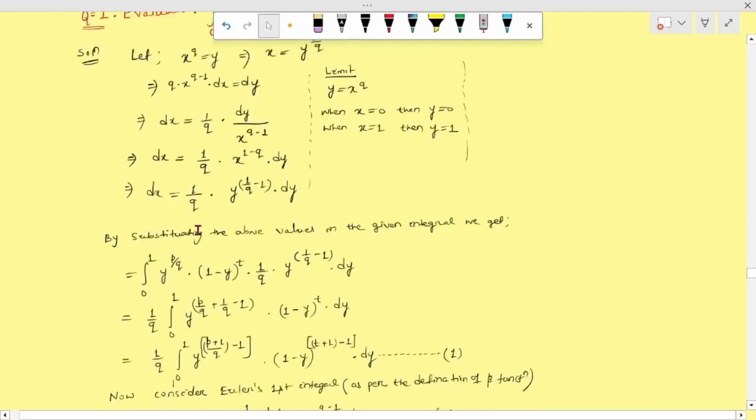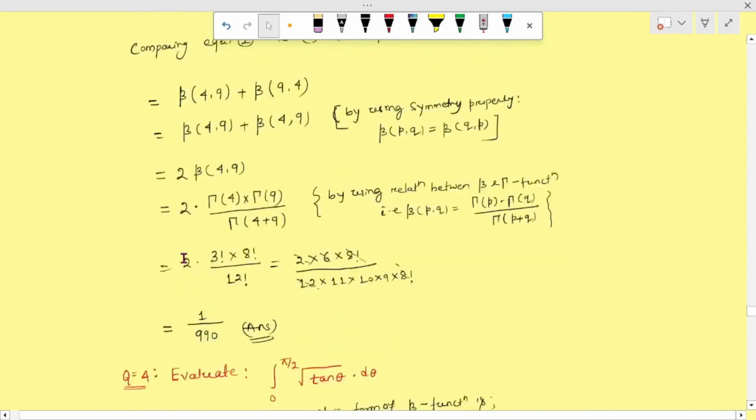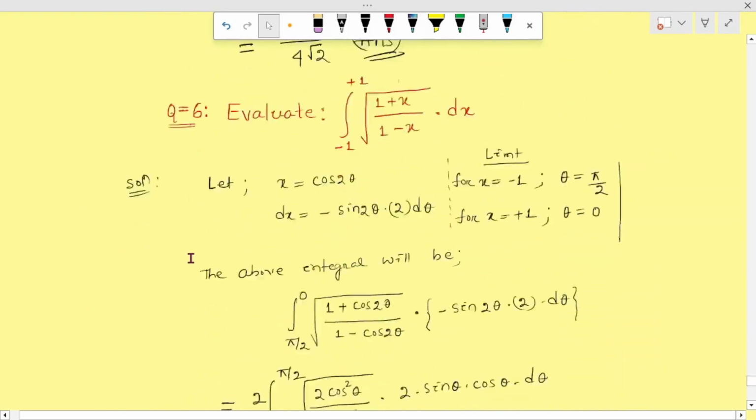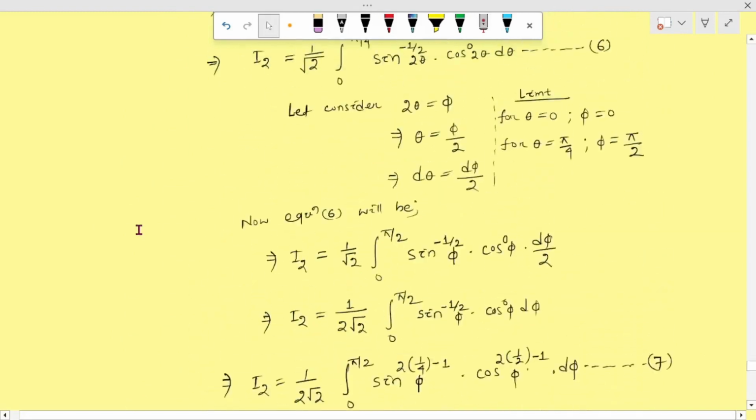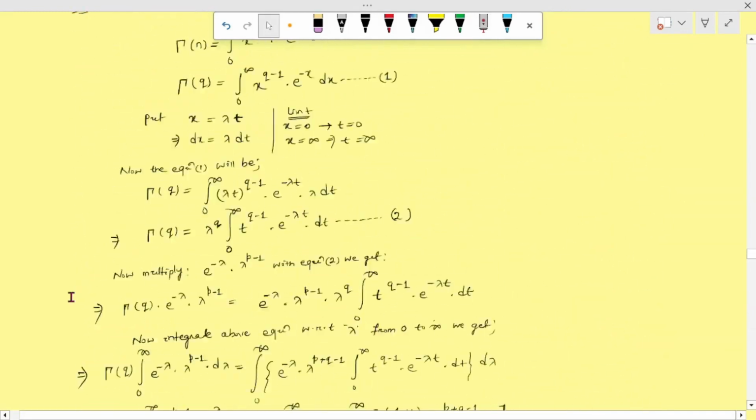We discussed six important questions: one, two, three, four, five, and this one, six. Six important questions we discussed in our last class. These six questions were solved by using the definition of the beta function.